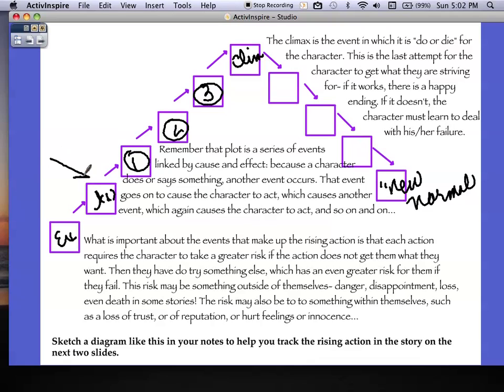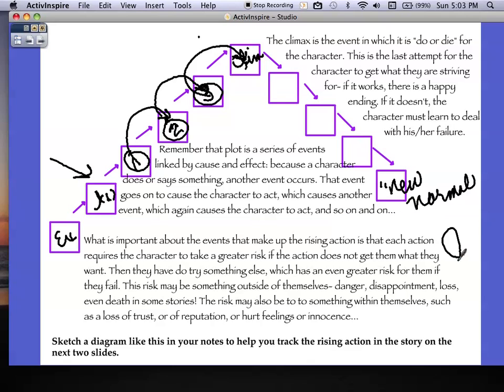Initiating event creates a need or a want or a situation. Because of this, the character does something. Because the character does something, it makes this happen. This is the direct link to this. This happens, and this is the result. Because this result happens, the character has to do this. Because the character does this, this is the result which drives the character, and so on and so on. Because a character does or says something, another event occurs. That event goes on to cause the character to act, which causes another event, which causes the character to act, and so on and so on.